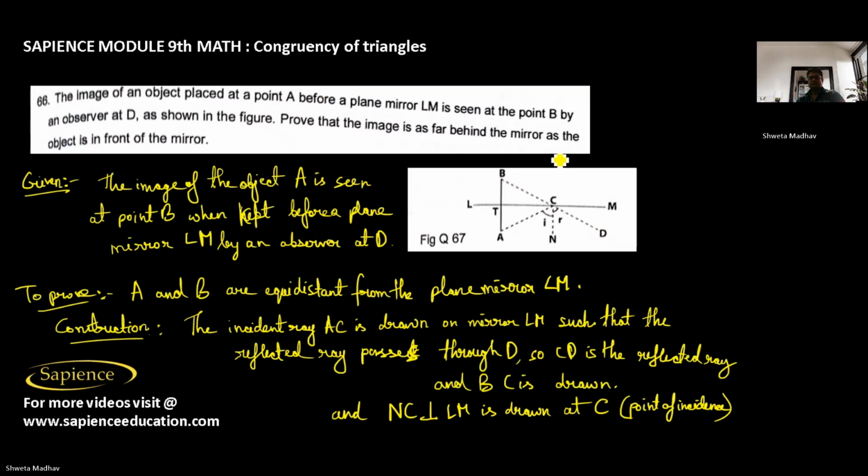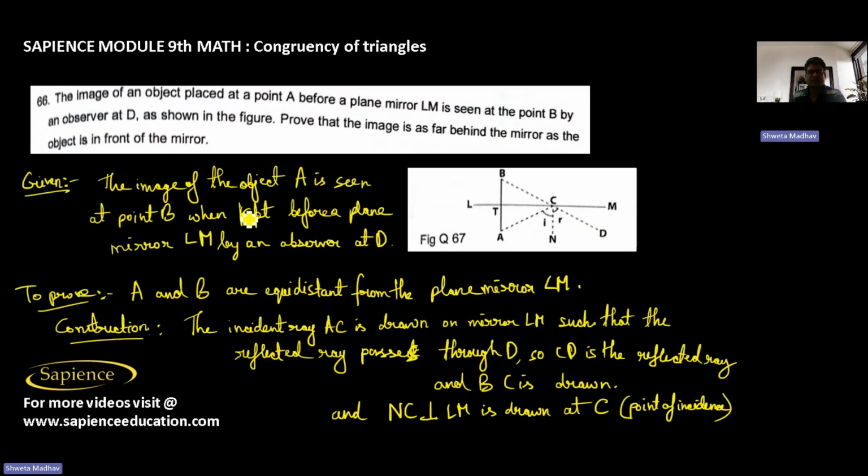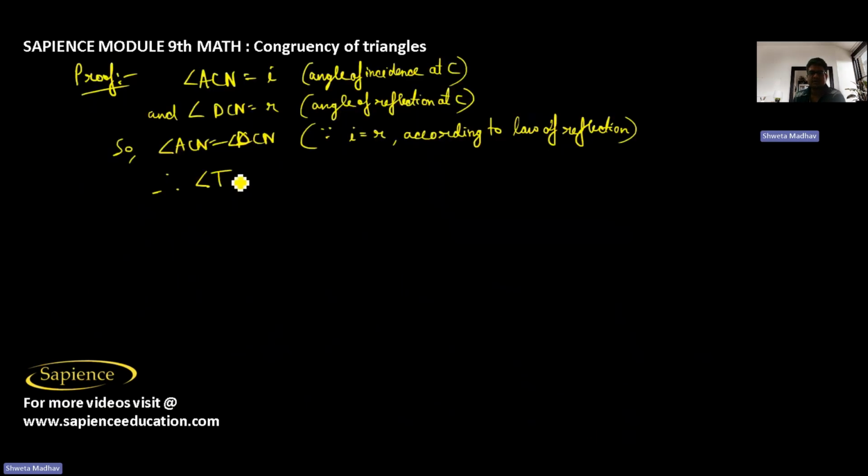Now, therefore, I can say that here also we should say that line segment AB intersects LM at T. So here we'll say that angle TCA will be equal to 180 degree minus angle ACM, which is equal to 180 degree minus I.